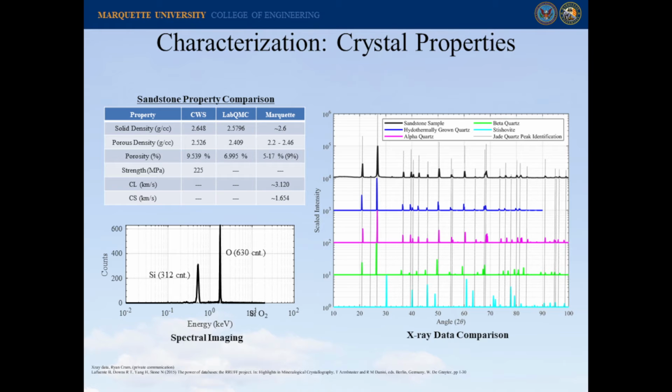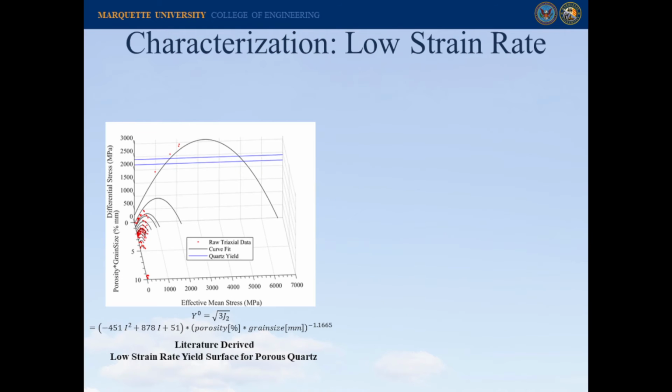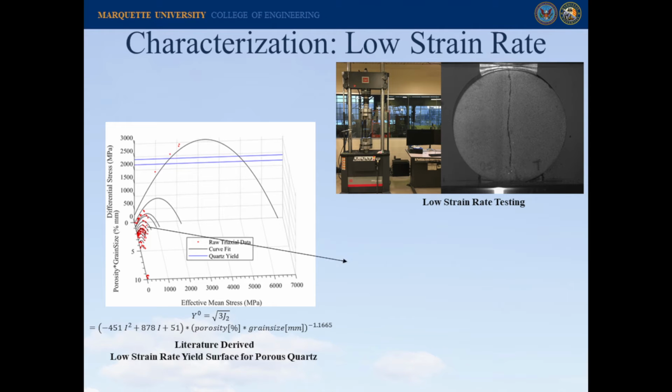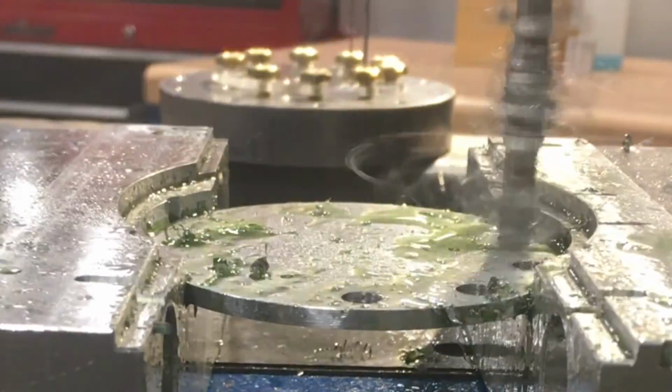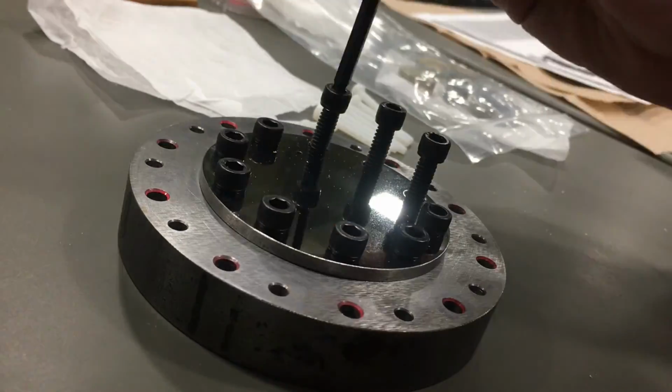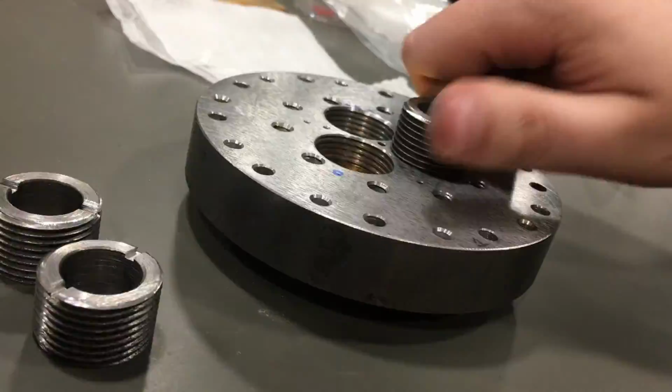Additional bulk properties were derived, including density, porosity, chemical makeup, and crystallography, which revealed the sandstone to be primarily alpha quartz with 9% porosity. In order to compare Copper Mountain Sandstone at low strain rate, a literature-derived strength model for porous quartz was fit. Low strain rate testing revealed that this fit was also a good predictor of Copper Mountain Sandstone strength.